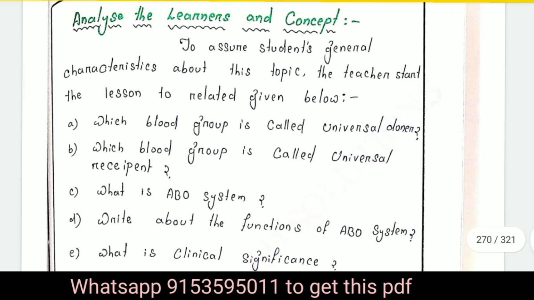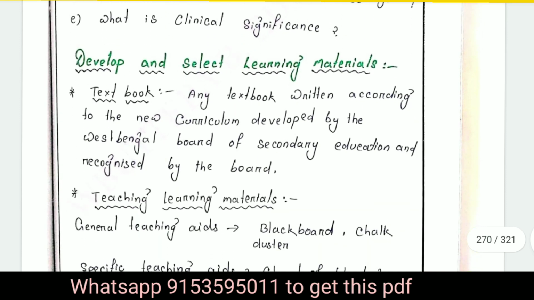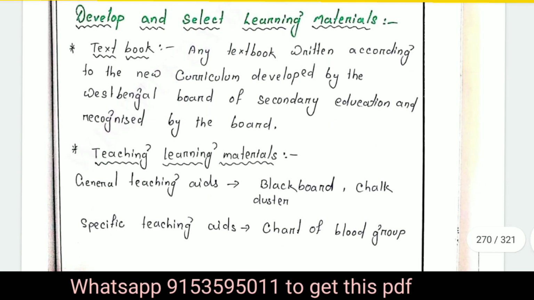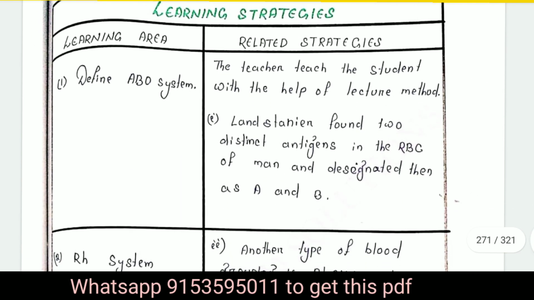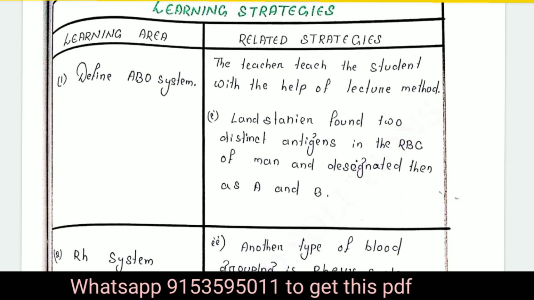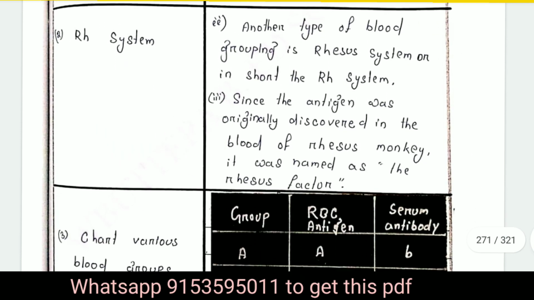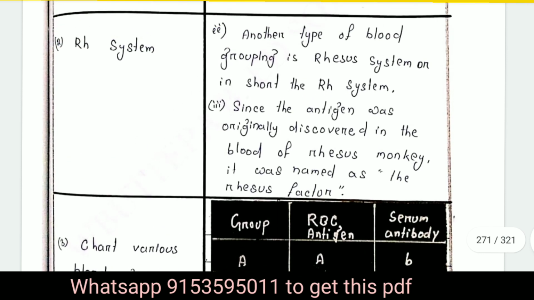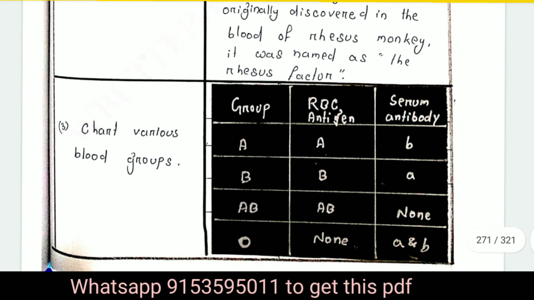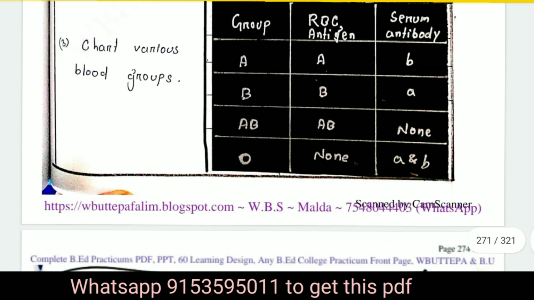Analyzing the learner and concept. Here some questions are as follows to assure the student general characteristic about this topic. Developed and select learning materials: textbook, teaching learning material, general teaching aids, specific teaching aids. Learning strategies, learning area and related strategies. Define ABO system. What is Rh system? Charts of various blood groups. Group A, RBC antigen, serum antibody.